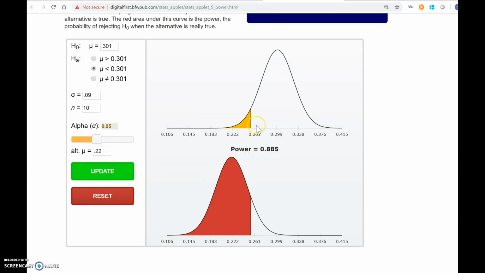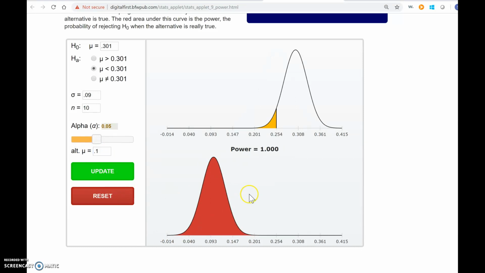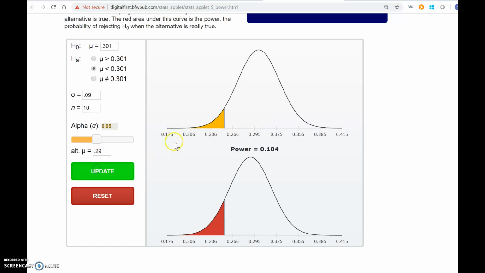As you increase the effect size, it makes the difference between those two curves greater, and it increases our power. So what if it's 0.1? This is going to be really, really high, like 100%. If the true value is 10% and your hypothesis is that it's 30%, then you're going to reject the null almost every single time. But if your true value is only 0.29, this would be an effect size of just 1%. As you can see, the power of your test is very small.